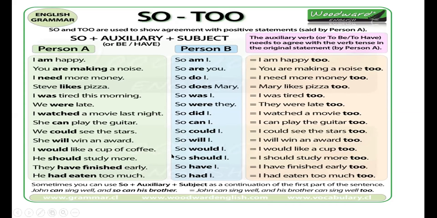"I would like a cup of coffee." "So would I." Equals to say, "I would like a cup too." "He should study more. So should I." This equals to say, "I should study more too." "They have finished early. So have I." It equals to say, "I have finished early too." "He had eaten too much. So had I." Equals to say, "I had eaten too much too." So if you see, the expression "so" basically shortens the agreement with the other person.